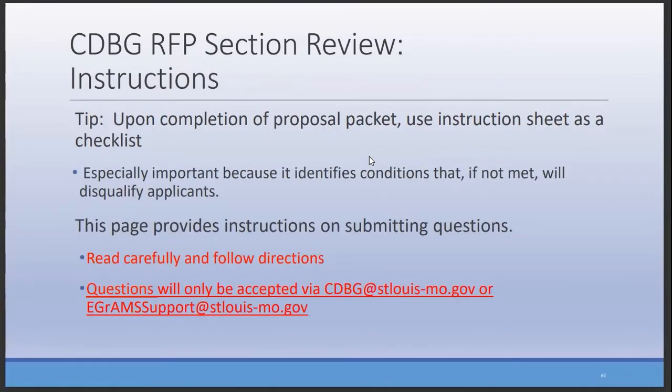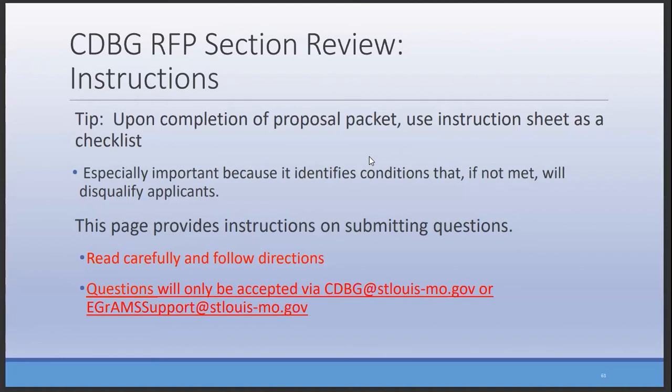In the RFP, there are a set of instructions that are important to review. We recommend using this instruction sheet as a checklist because it identifies conditions that will disqualify applicants, such as being federally debarred or not having CBI clearance. This page also provides instructions on submitting questions and important deadlines. The CDBG RFP is due on August 26 at 4 p.m. Questions about RFP content and process must be sent to cdbg@stlewis-mo.gov no later than August 12th at 4 p.m. CDA will post the answers to these questions under frequently asked questions and answers onto the CDA website.